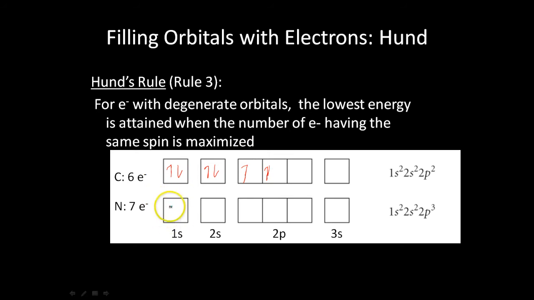And so if we use the same rule down here for nitrogen, we put in the first 4 electrons just like for carbon at the lowest energy possible, and then the lowest energy for the next set is with the 3 electrons remaining all pointing in the same direction. Instead of putting an electron here and an electron here, we're putting 3 electrons in the orbitals all facing the same way. And that attains the lowest possible energy for nitrogen.